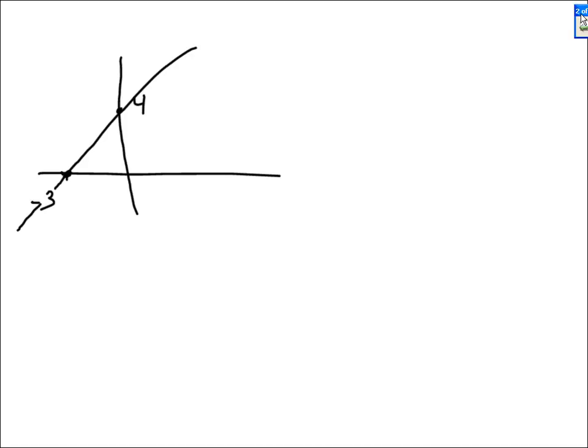The next problem, I'm going to give you a graph. We're going to find the equation. The x-intercept is at negative 3, and the y-intercept is at 4, and there is your line. The fact that I know where it crosses the y-axis, that's b. b is 4. Positive b is positive 4.